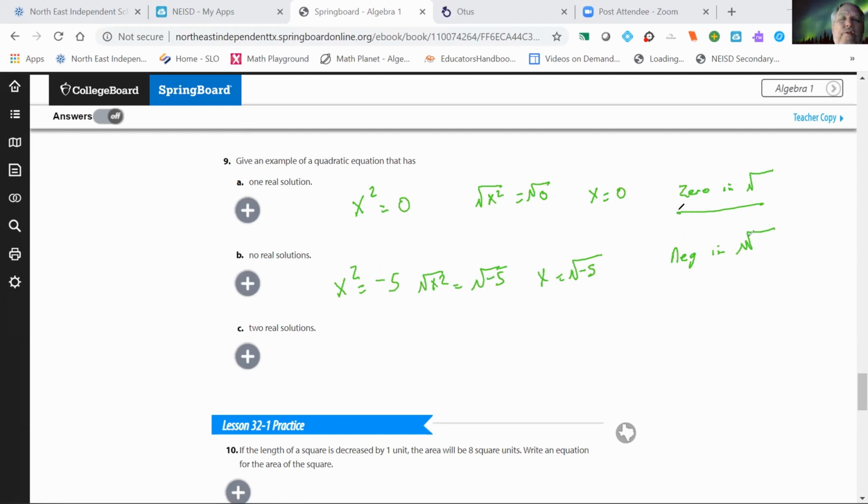And two real solutions is going to be where we end up with something like x squared is equal to 16. And the key is we have the square root of x squared equals the square root of 16. And as long as we have a positive number in here, we're going to be okay. So that ends up being x is equal to plus or minus the square root of 16, which is plus or minus 4, just to finish it out. But we're going to have a positive inside the radical. That's what's real important about that.